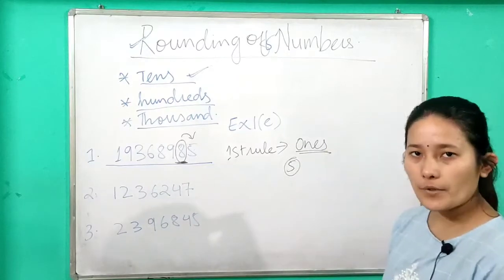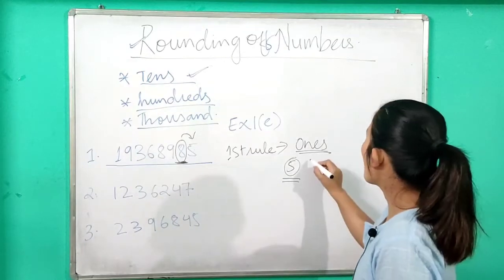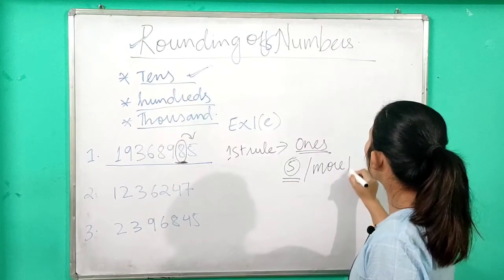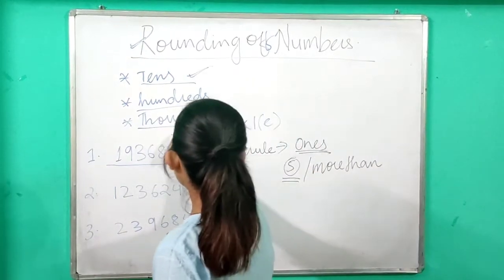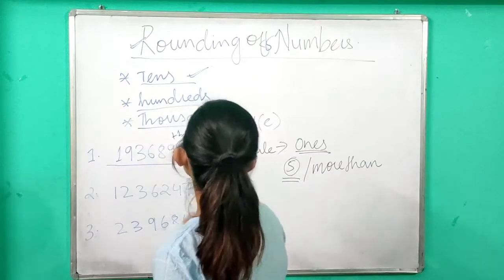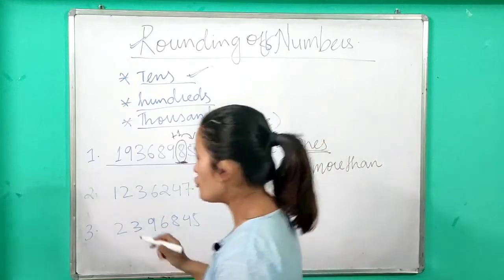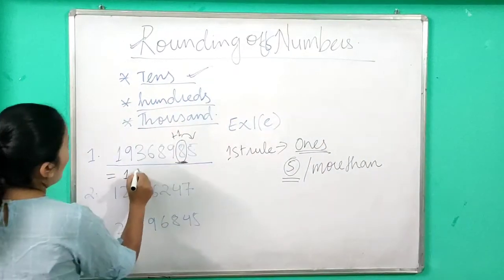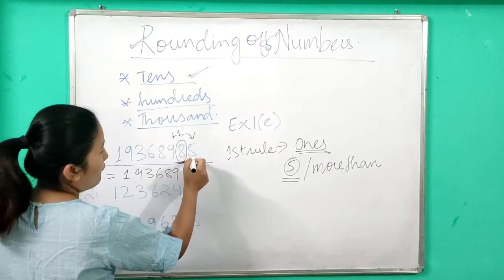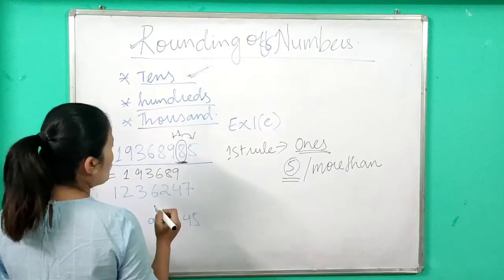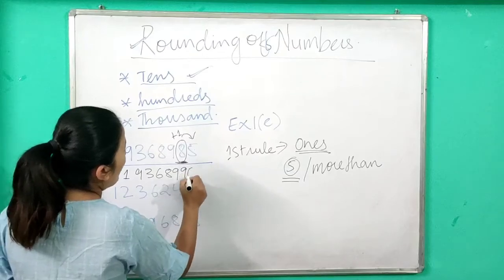So if the number is 5 or it is more than 5, then in that case you will add one number to the tens place and the ones place you will make it 0. So your answer here would be 1, 9, 3, 6, 8, 9. Since in the ones place you have 5, you will add one number to the tens place. That means 8 plus 1 would be 9, and instead of 5 you will write 0.